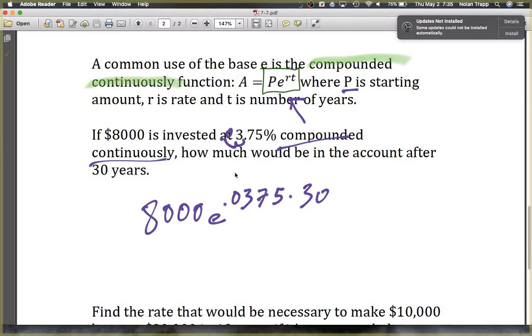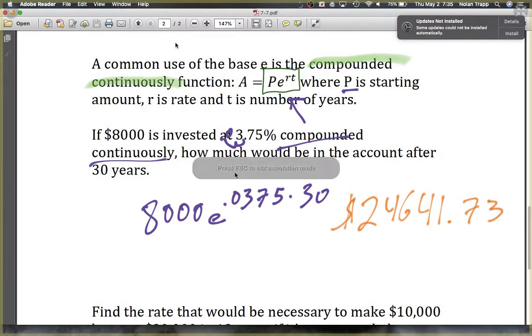And then you can literally just type it in. The E, by the way, if you hit second LN, that's the easiest way to get it. So you can write that down. Once again, second LN. This gets me after 30 years 24,641 with 73 cents. Ooh, 73 cents on top of it.